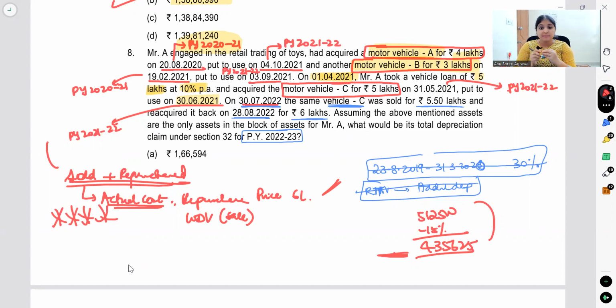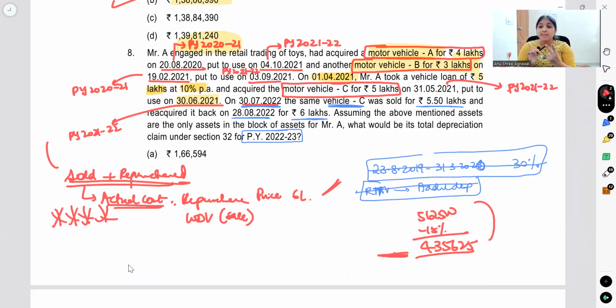What are the concepts that we have touched upon here? Number one, only if the asset is put to use for at least 180 days, I give full year's depreciation. If less than 180 days, I give half year's depreciation. But all this drama, I think about only in the year of acquisition. Subsequent years, even if I put the asset to use for 1 day, I will still get full year's depreciation.